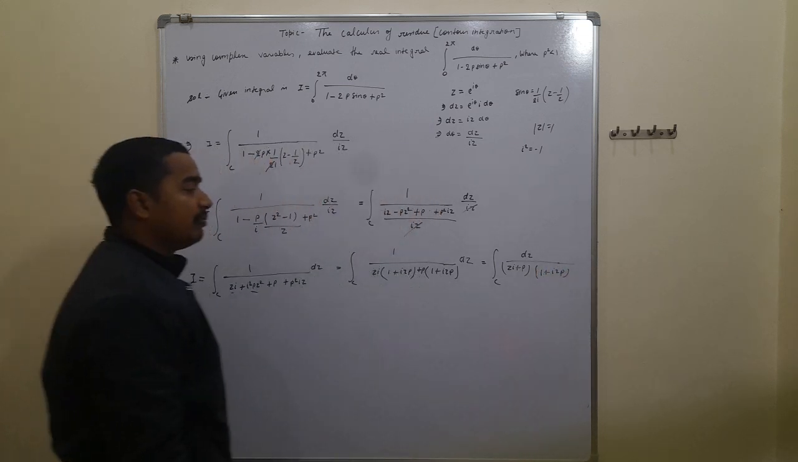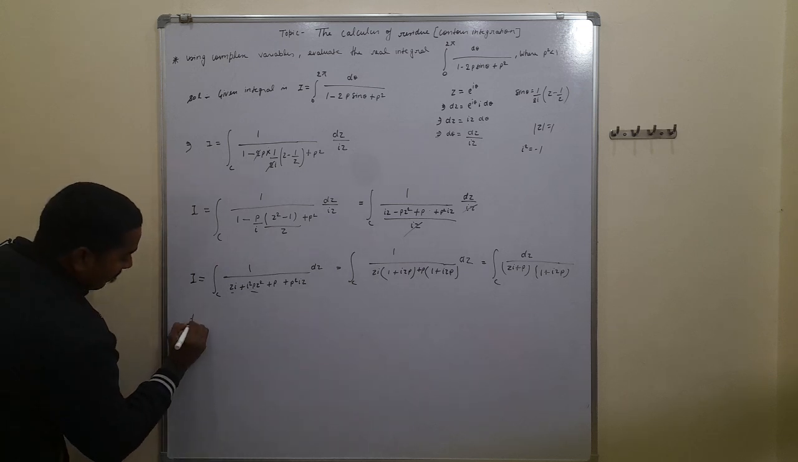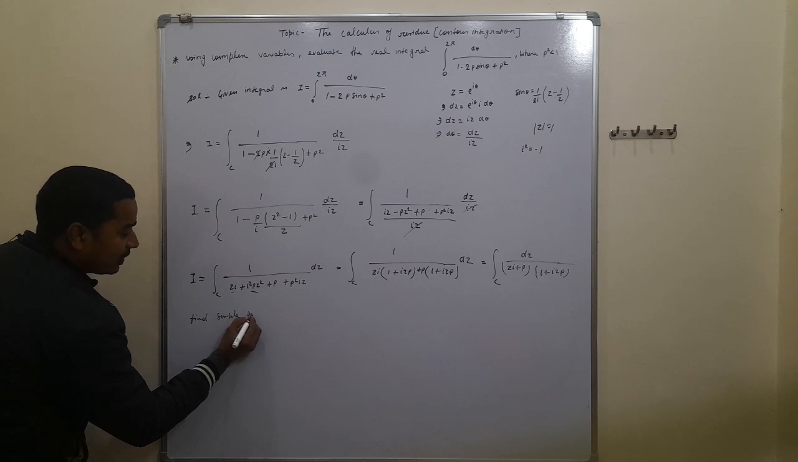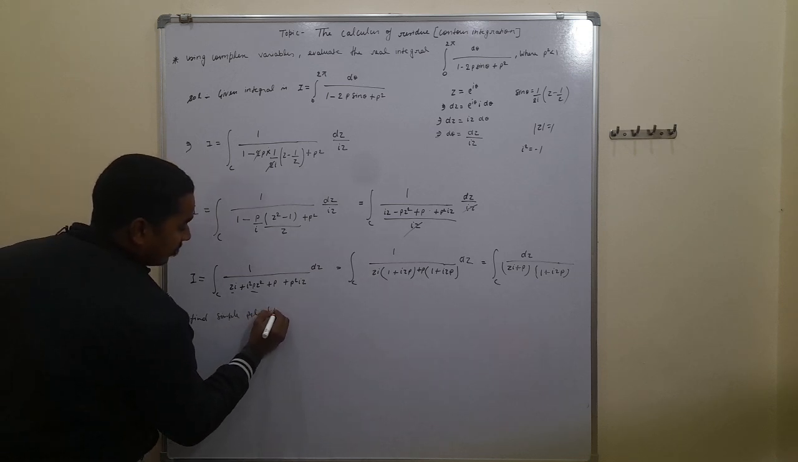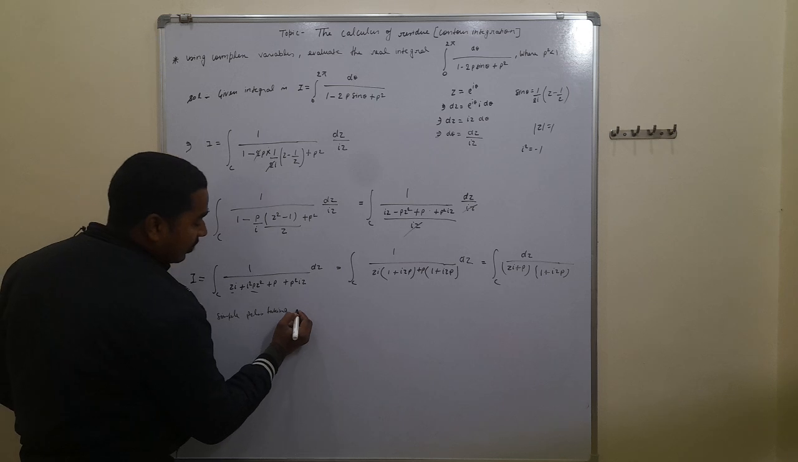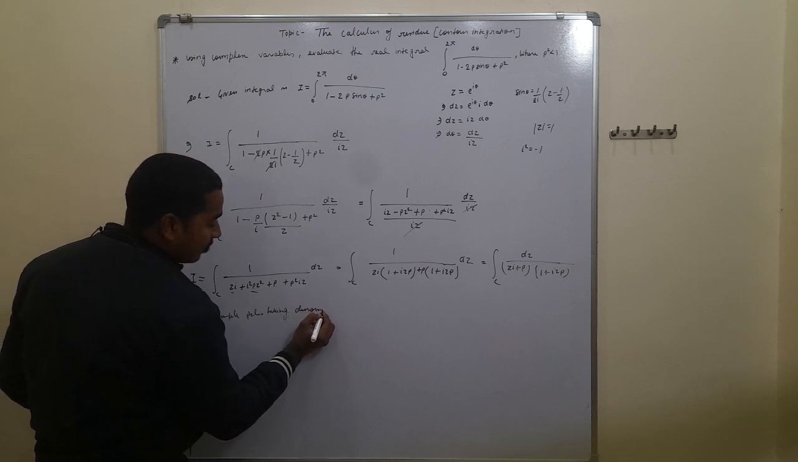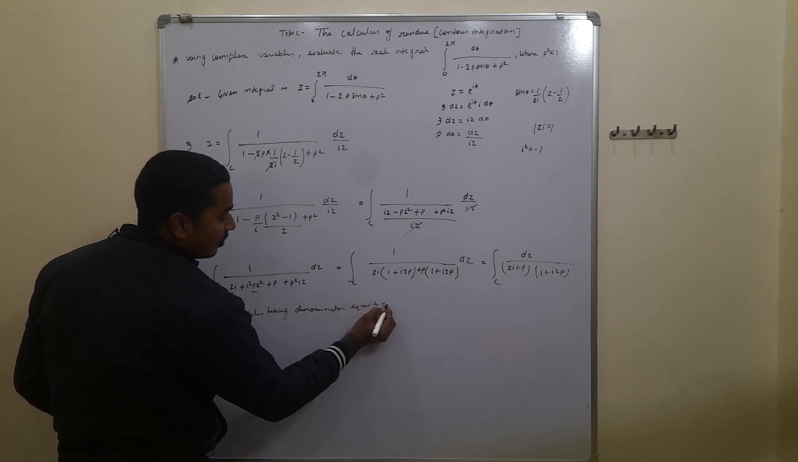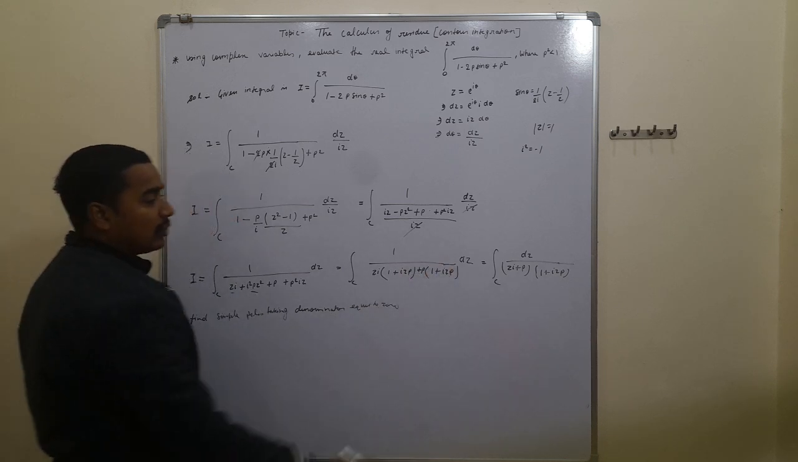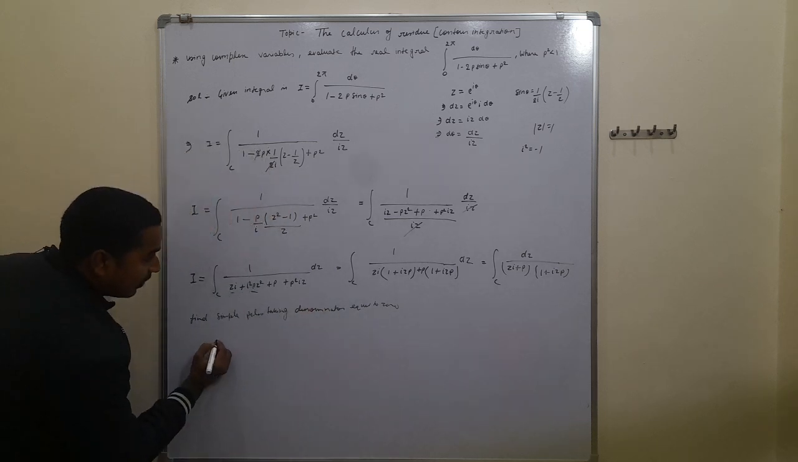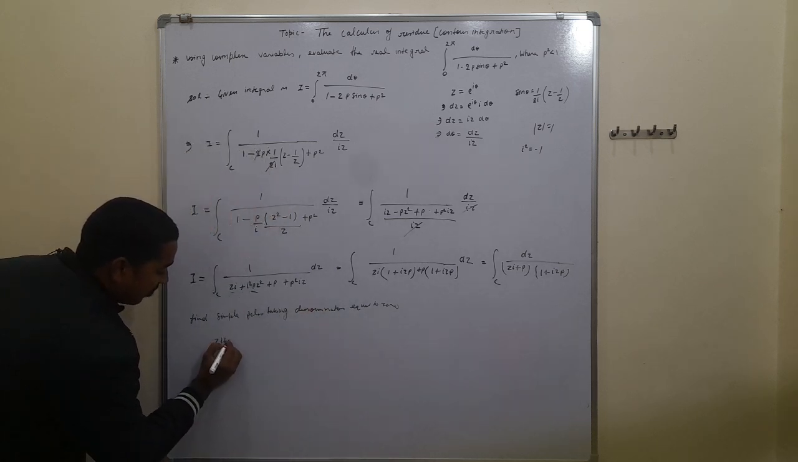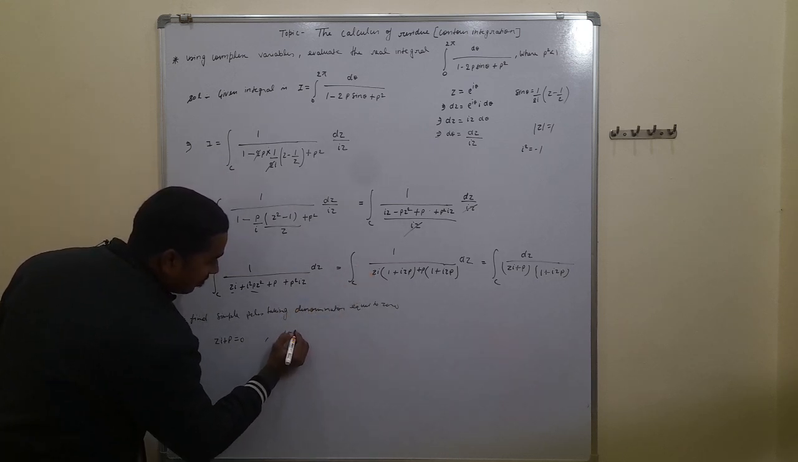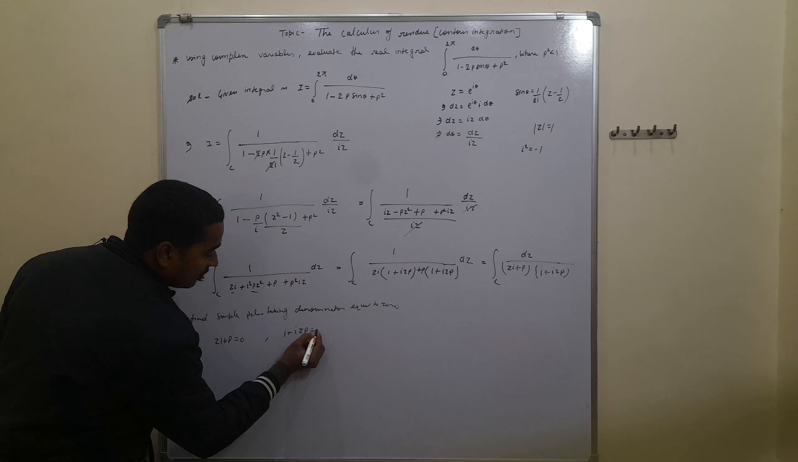Further we have to find the simple poles. Taking the denominator equal to 0 to find the simple poles, that is zi plus p is equal to 0, and the second bracket, that is 1 plus izp is equal to 0.